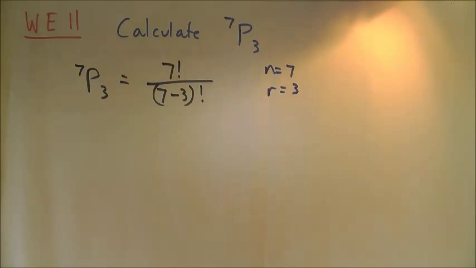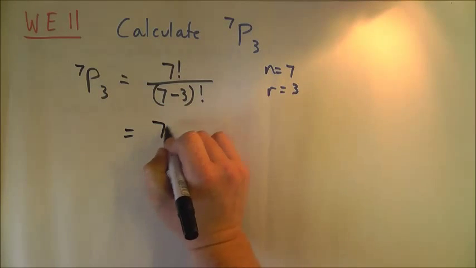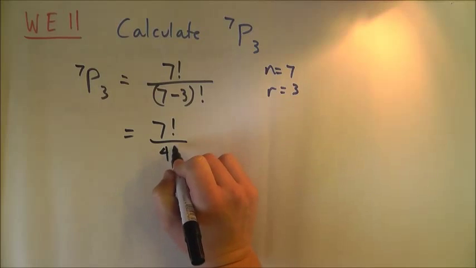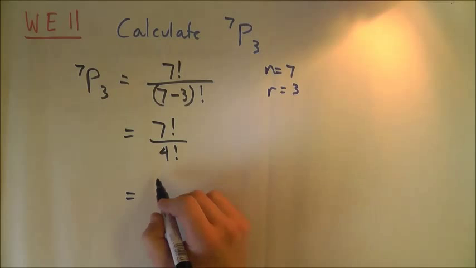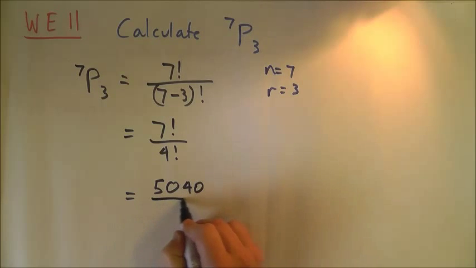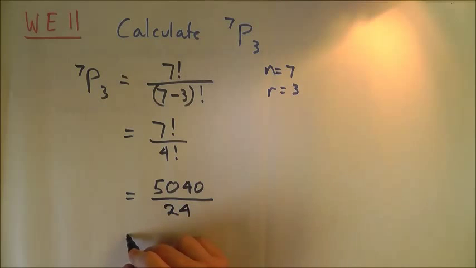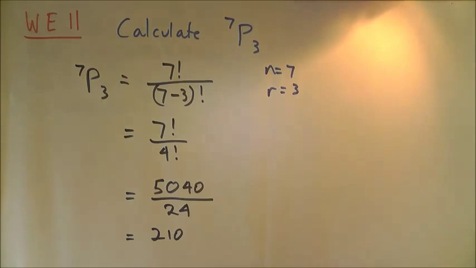Another way to write this is 7 factorial over 4 factorial, because 7 minus 3 is 4. 7 factorial is 5040. 4 factorial is 24. That gives 210. There are 210 ways to arrange 3 objects out of a total possible group of 7.